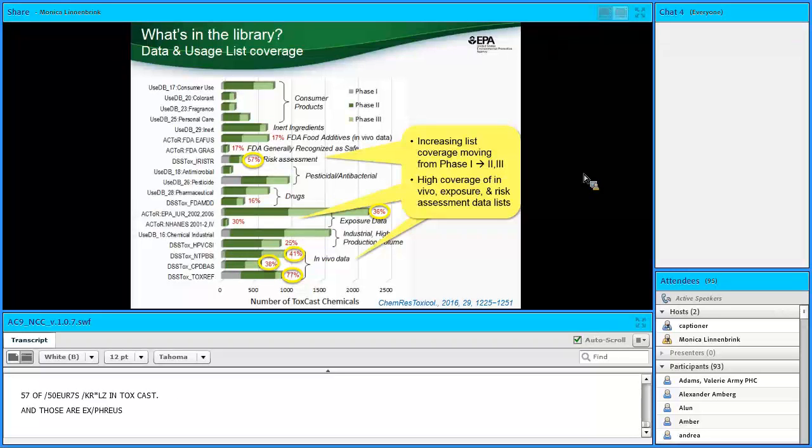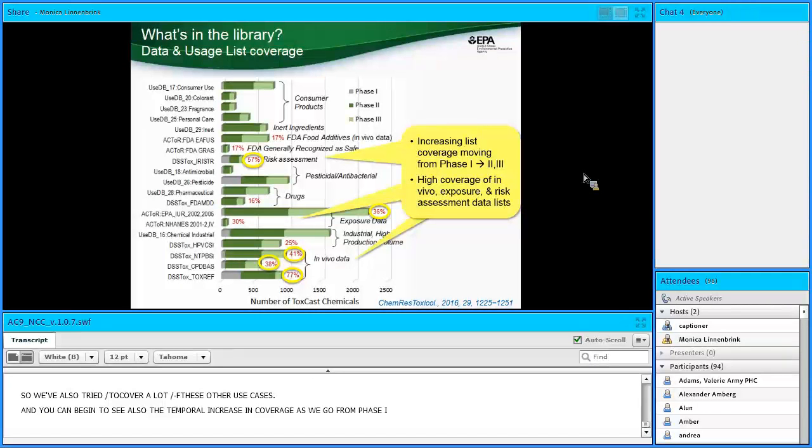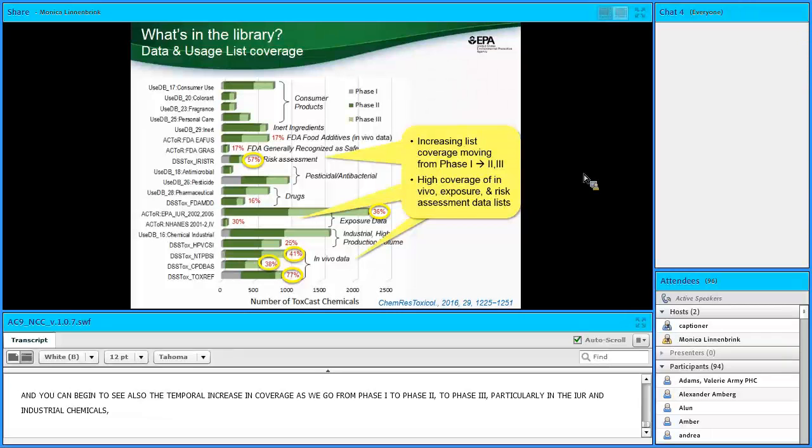So we've also tried to cover a lot of these other use cases, and you can begin to see also the temporal increase in coverage as we go from phase 1 to phase 2 to phase 3, particularly in the IUR, which is the HPV and industrial chemicals. You're seeing a lot of expansion in phase 2 and phase 3 in coverage of that type of chemical space.